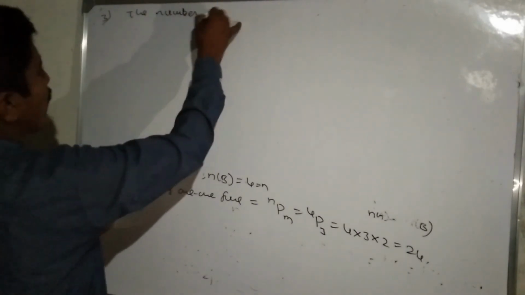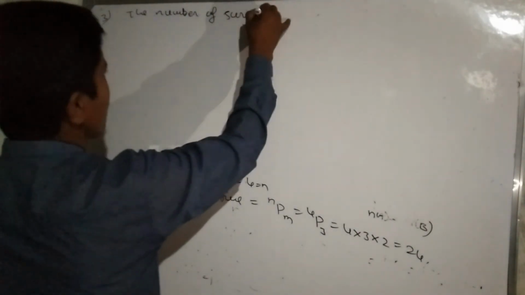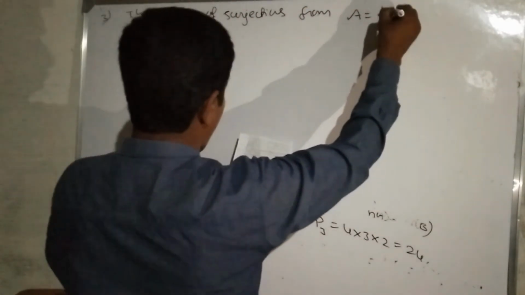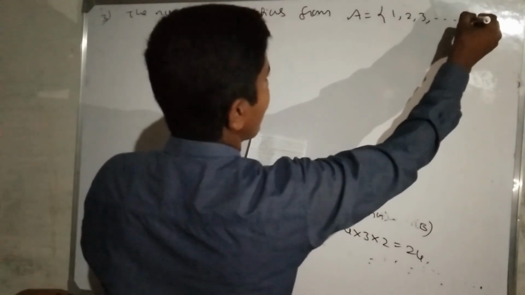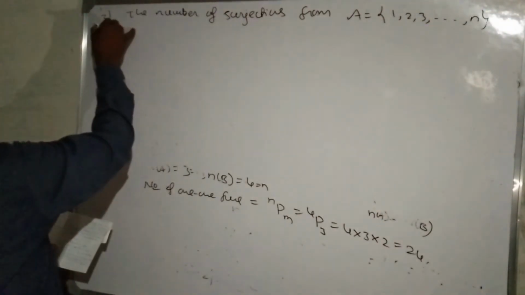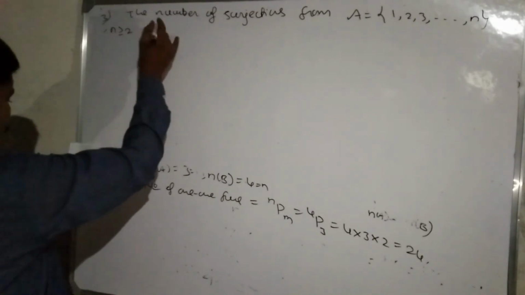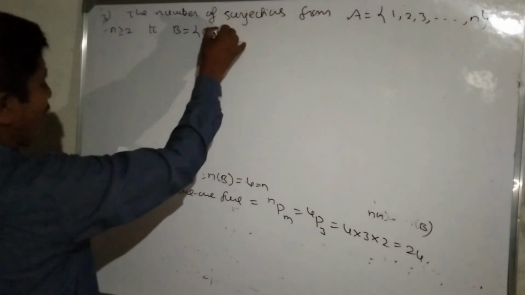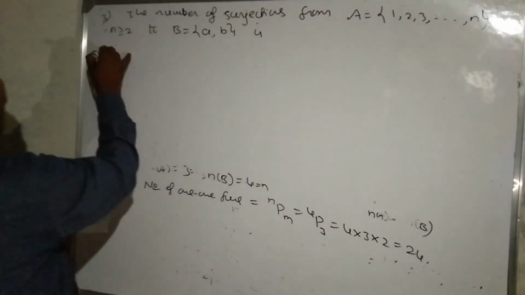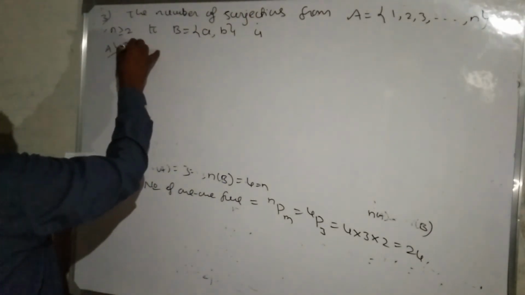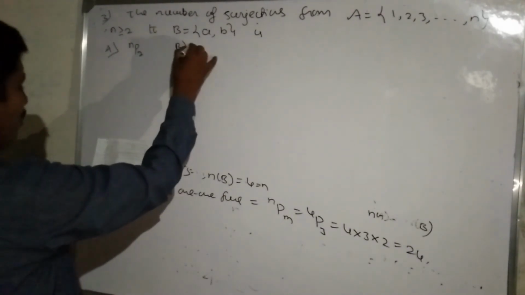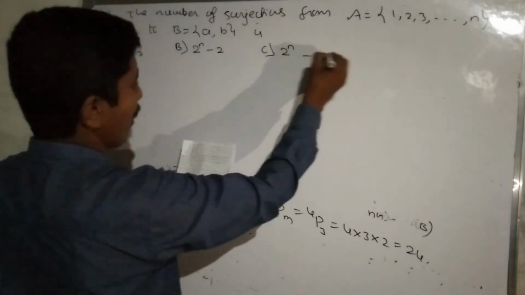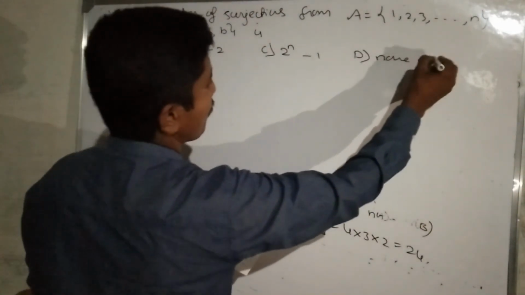The number of surjections from set A equal to {1, 2, 3, ..., n}, n is greater than or equal to 2, to set B equal to {a, b} is: A option nP2, B option 2 power n minus 2, C option 2 power n minus 1, D option none of these.